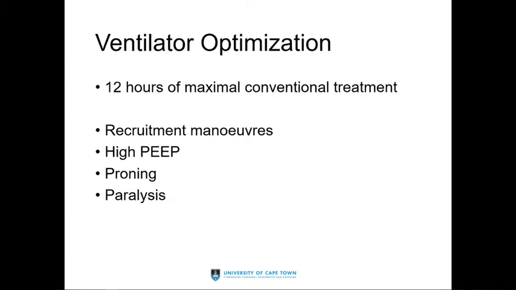Just in terms of respiratory patients for VV ECMO, you typically need at least 12 hours of maximum conventional therapy, which would mean you need to try recruitment maneuvers, you need to try various levels of PEEP, you need to try paralysis, and you need to try proning before you can say someone's fully exhausted all the conventional support treatments and be considered for ECMO.